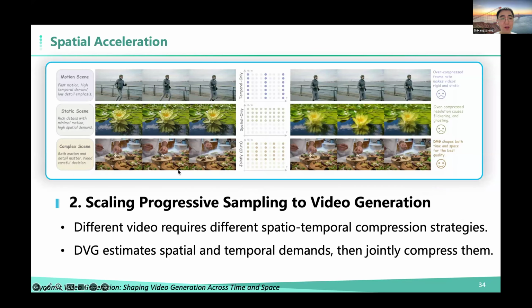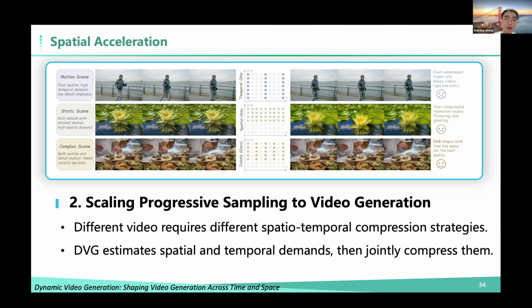We also try to scale these dynamic resolution samplings to video generation as well. But video generation is a little bit different from image generation because it has a brand new dimension, which is the frame dimension. The original image generation only has the height and the width, and now we have another temporal dimension, which is the frame. So this is a little bit more complex than simply compressing the resolution. In video generation, we can not only compress the resolution, we can also compress the frame rate.